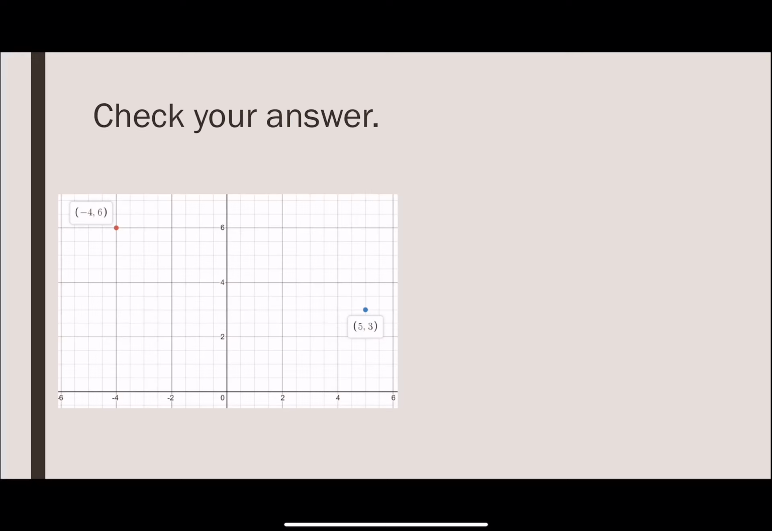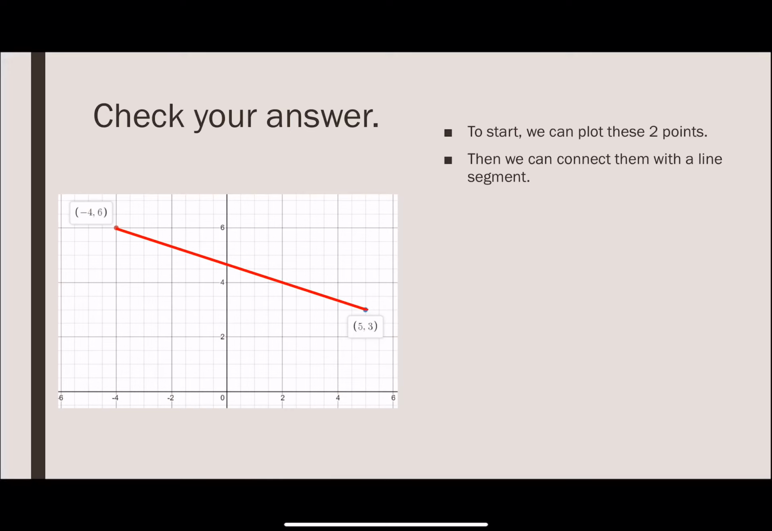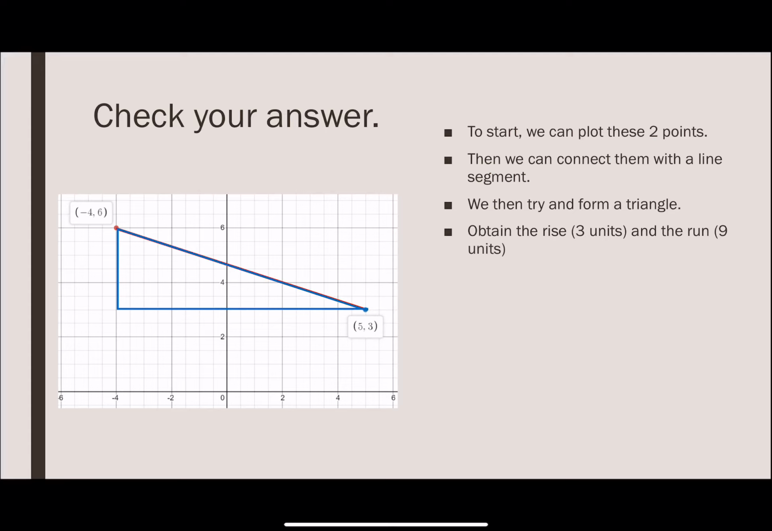So let's check your answers now. As you can see, I've already plotted out the points (-4, 6) in red and (5, 3) in blue. Connect them with the line segment. Again, we try and form a triangle. Rise is 3 units, run is 9 units, and we are going to put it into the Pythagoras theorem.